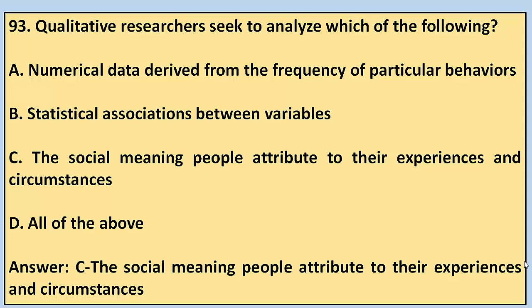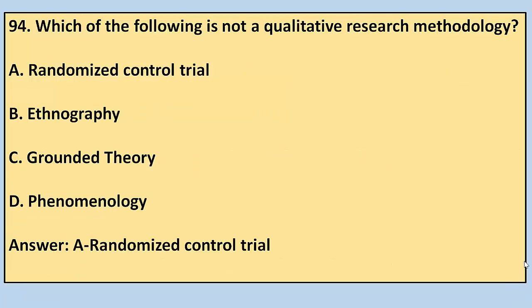Qualitative research seeks to analyze which of the following: numerical data derived from the frequency of particular behavior, statistical association between variables, the social meaning people attribute to their experiences and circumstances, or all of the above? Answer is C. The social meaning people attribute to their experiences and circumstances.